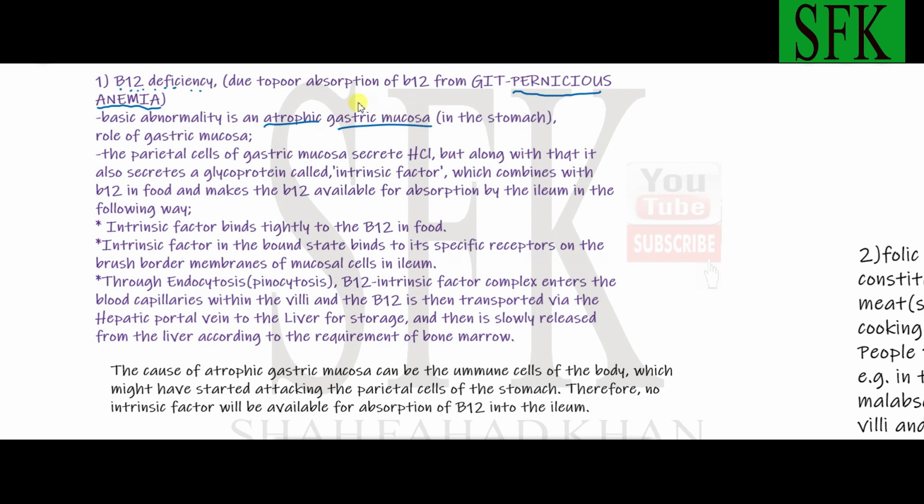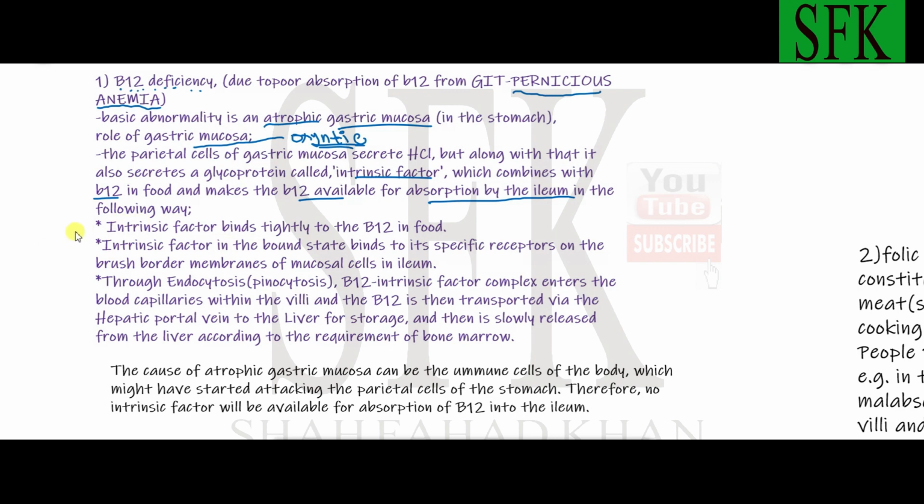Now let's link the two roles, the role of gastric mucosa and the role of ileum in the absorption of vitamin B12. Now, the parietal cells of the gastric mucosa secrete HCl. We know that these parietal cells are also known as oxyntic cells. They are responsible for HCl production. They are the acid producing cells of the stomach. In addition to HCl, they also produce a special glycoprotein called the intrinsic factor. This intrinsic factor has a special role, and it is responsible for the absorption of vitamin B12 in the ileum. So now let's see how it does that. It combines with the vitamin B12 in the food and makes the B12 available for absorption by the ileum in the following ways.